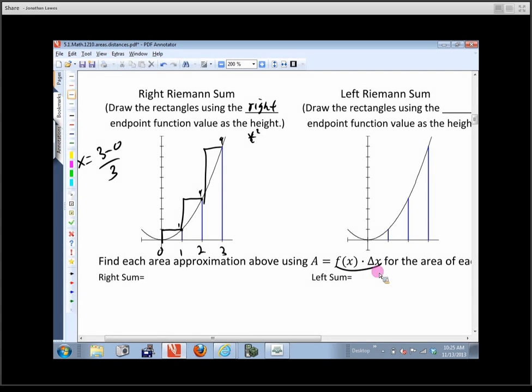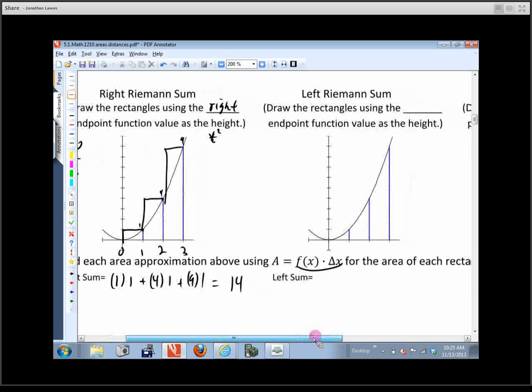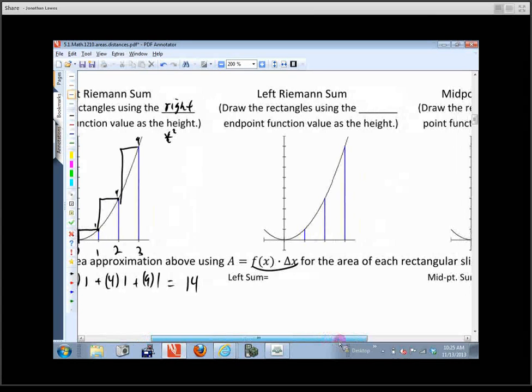So here's what I get. For this first one, the height is 1 and the width is 1. For the second one, the height is 4 and the width is 1. And on the last one, the height is 9 and the width is 1. So I end up with, if I add those all together, 14, right? Any questions there? We're going to get there.